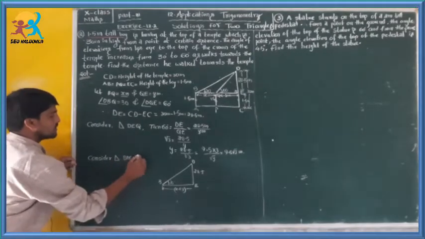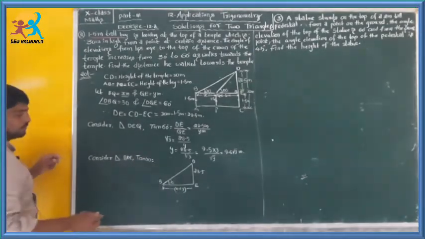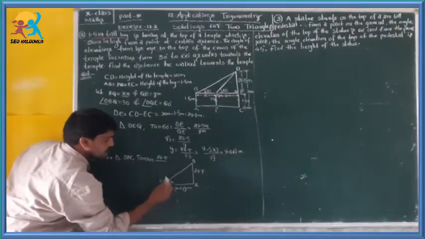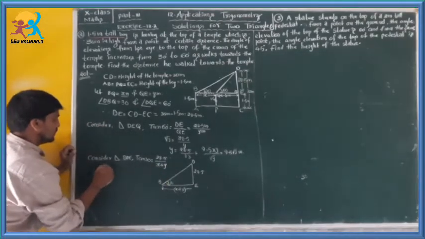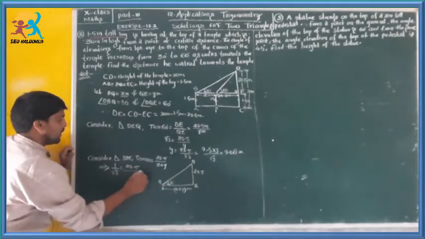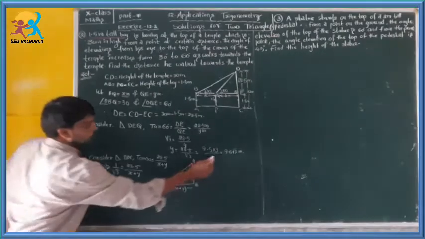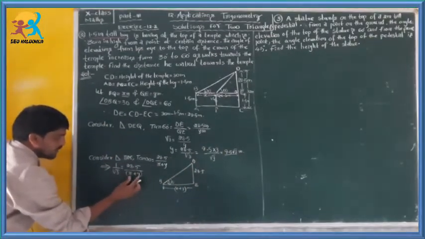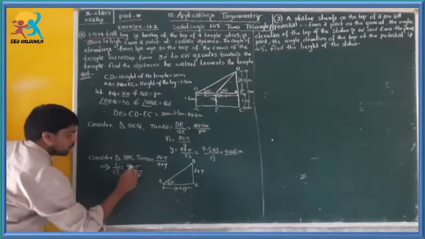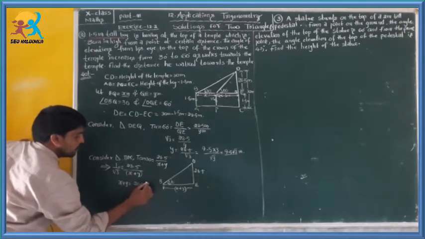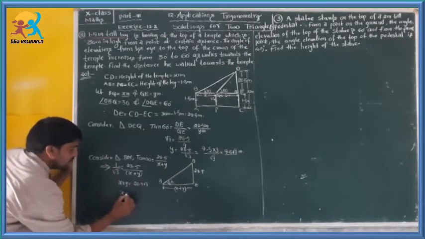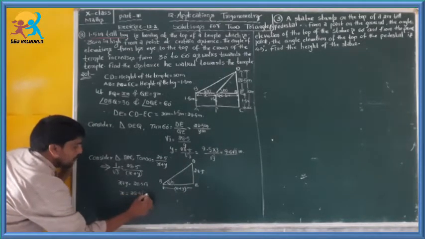BDE. I am considering tan 30. Tan 30 equals opposite to 30 degrees, 28.5, by adjacent to 30 degrees, x plus y. That implies tan 30, which is 1 by root 3, equals 28.5 by x plus y. By cross multiplication, x plus y equals root 3 into 28.5, that is 28.5 root 3. We know the value of y, y equals 9.5 root 3. Therefore, x equals 28.5 root 3 minus y.